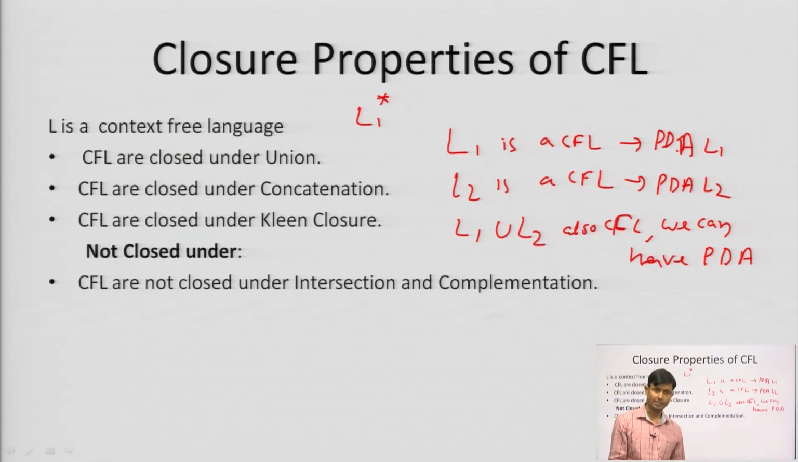If two CFLs are there, their intersection may not be a context free language, meaning it may not be accepted by a pushdown automaton, and we will have to go for a higher machine. So, we could not say what will be there. These two operations are not closed under intersection and complementation.